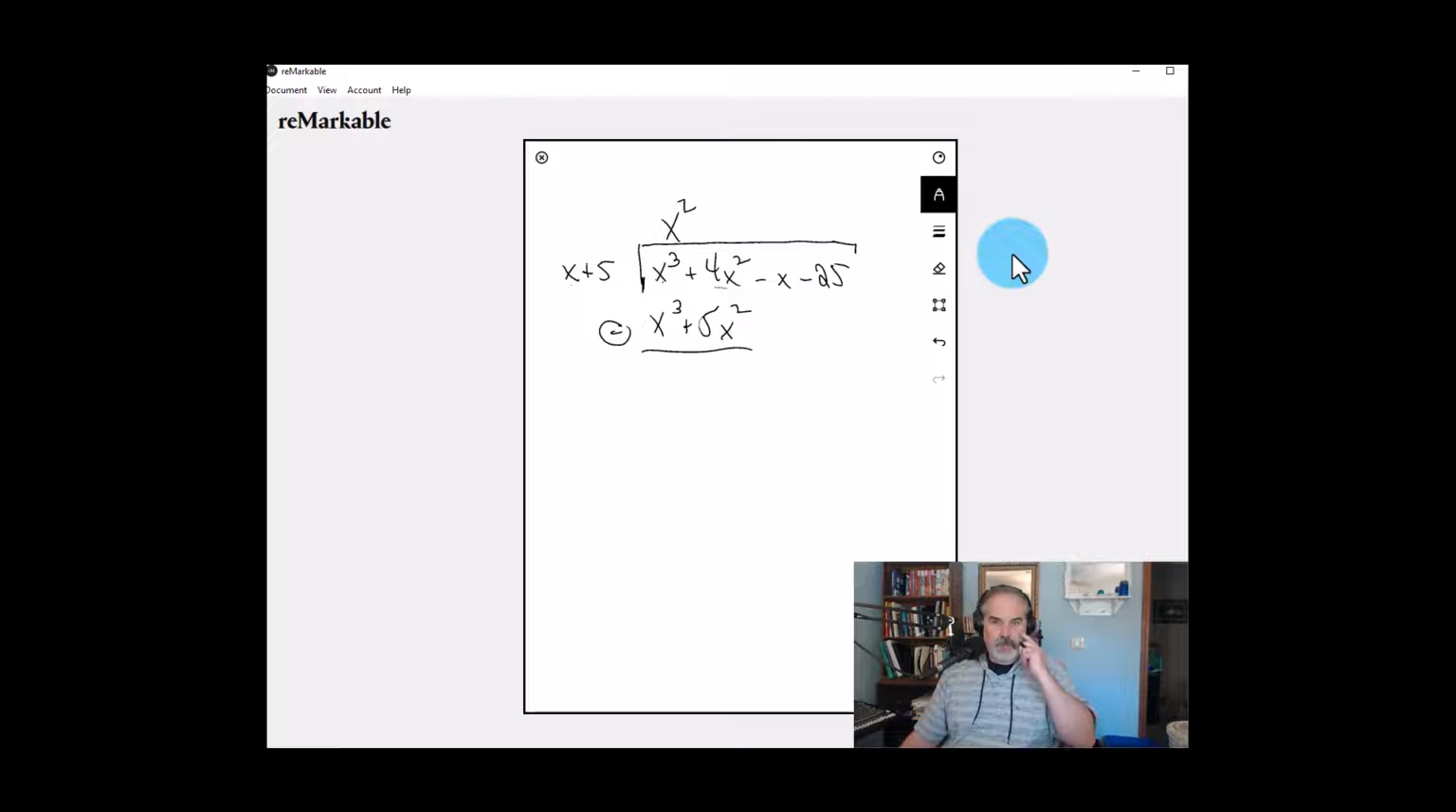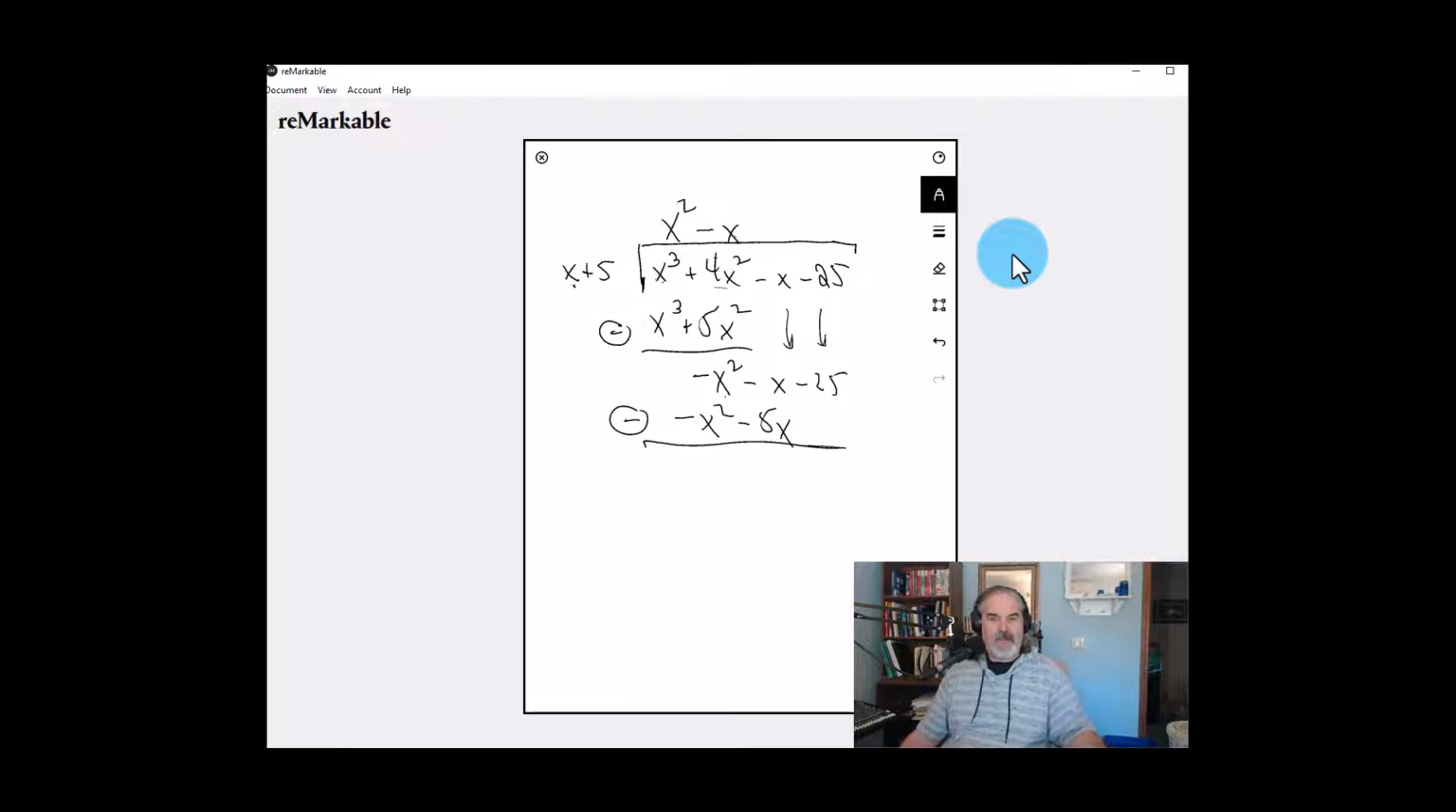The x cubes are gone. 4x squared minus 5x squared is negative x squared. And then we can drop these two terms down just to keep things intact. Repeat. x goes into negative x squared minus x times, because minus x times x is negative x squared. So do that. Negative x times x plus 5 becomes negative x squared minus 5x.